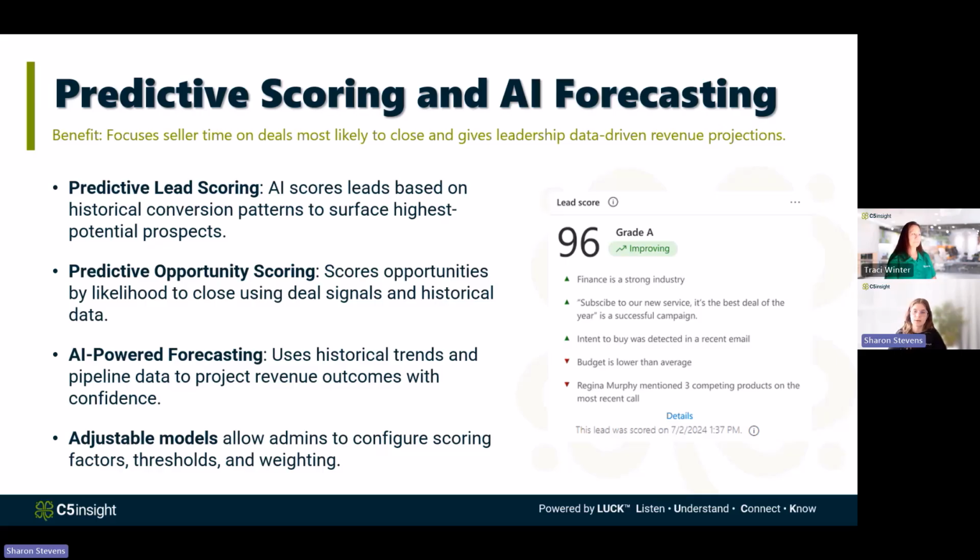Third is going to be your AI-powered forecasting, historical trends and pipeline data projecting revenue with confidence. Way more sophisticated than the old weighted pipeline math. And the part I think matters most, these models are adjustable. Your admins configure what factors matter, the thresholds, the weighting. So you can tune it to your business. The payoff is two-sided. Sellers focus on deals most likely to close, and leadership gets data-driven projections instead of going seller by seller on commit calls.